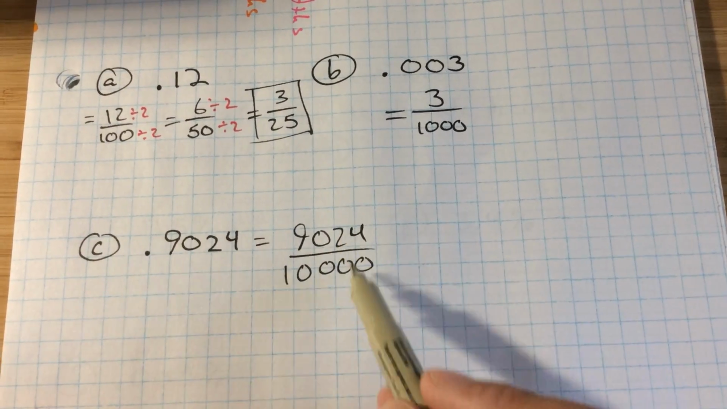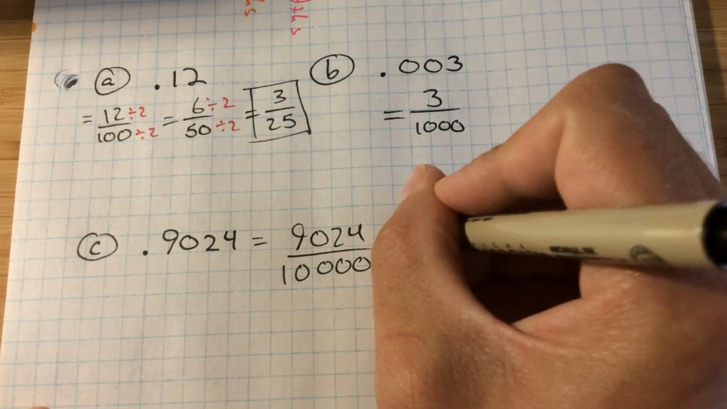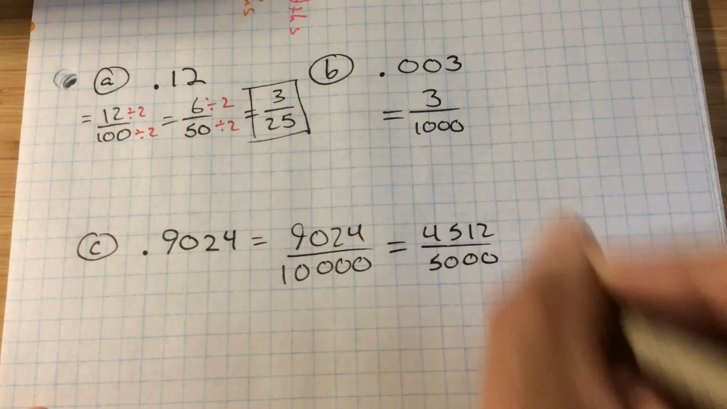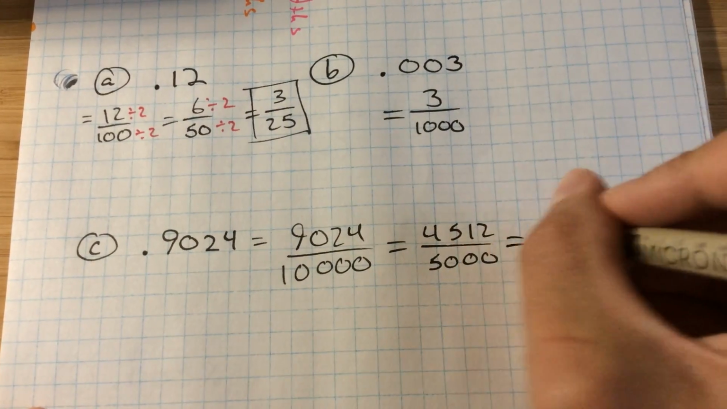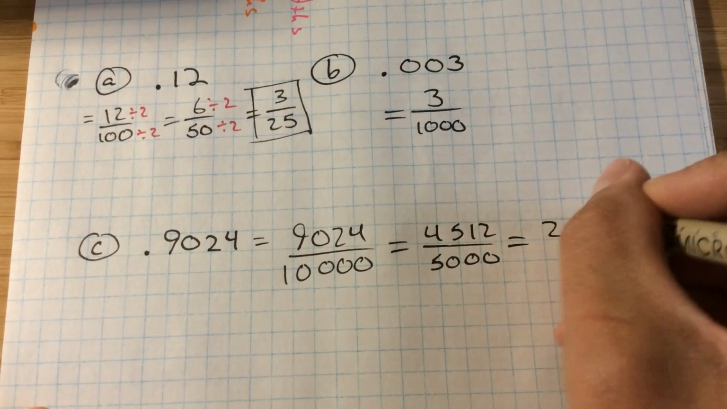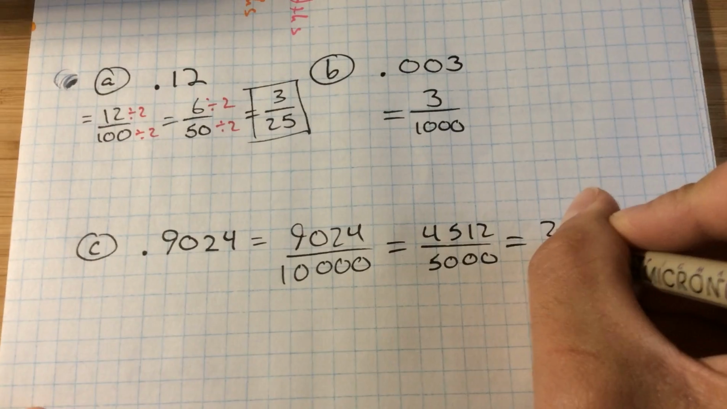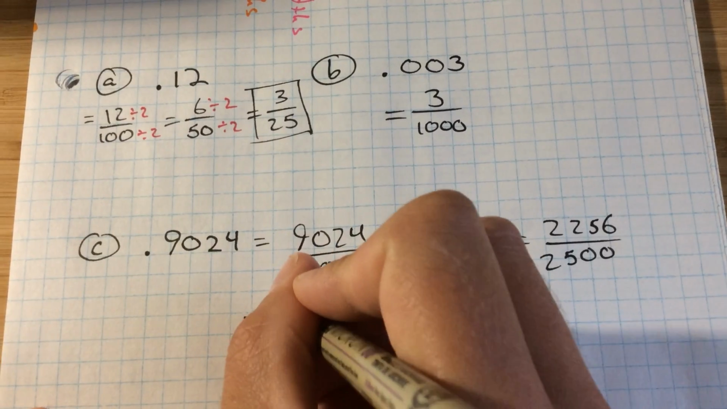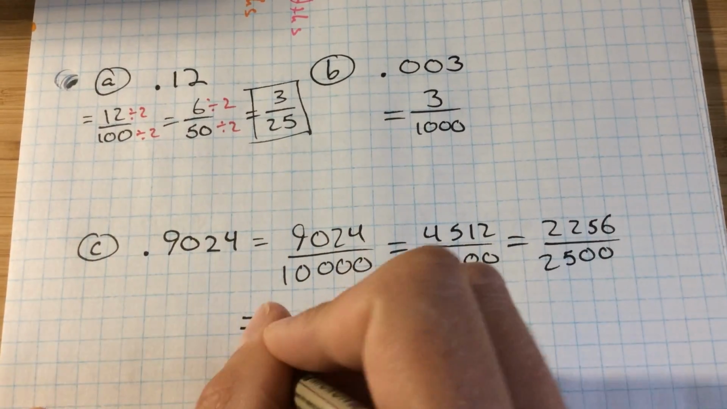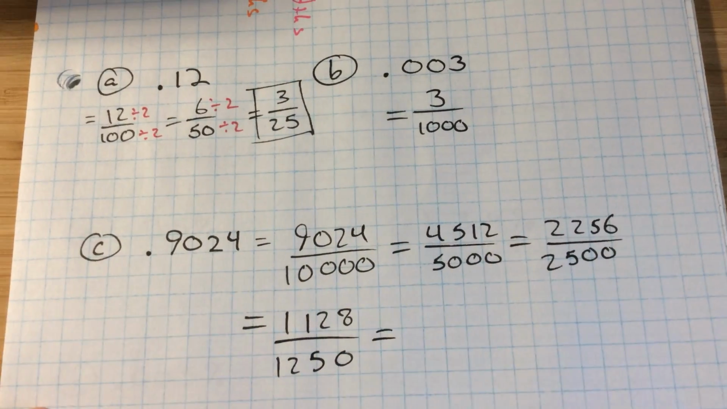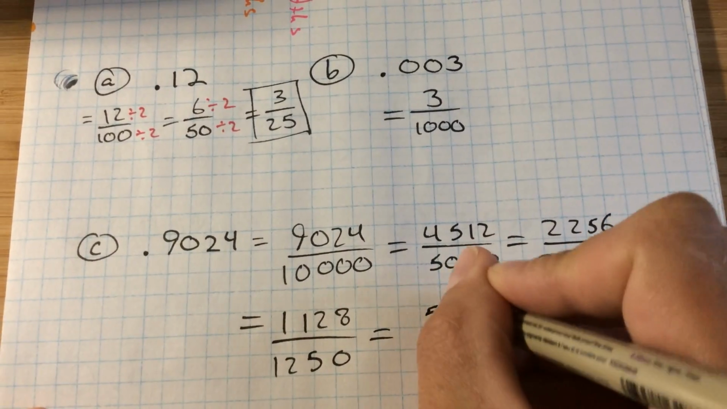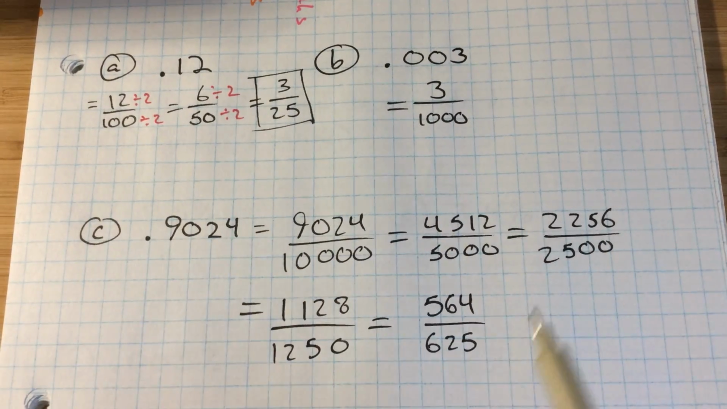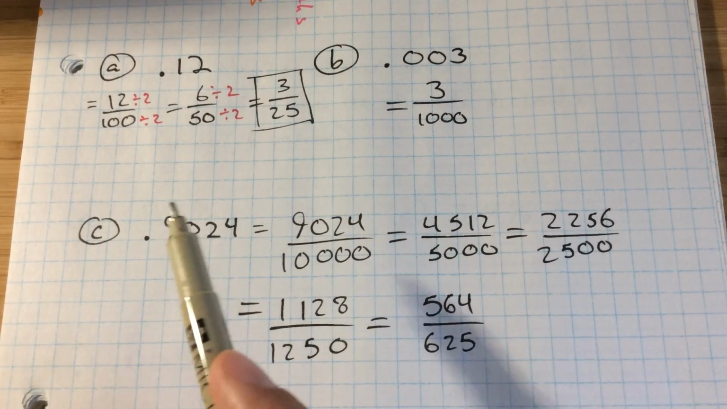I did this before. So if I divide top and bottom by 2, I would get 4,512 over 5,000. Divide them both by 2 again. That would give me 2,256 over 2,500. I can divide them again by 2 because they're still even numbers. And I would get 1,128 over 1,250. And one last time I can divide them both by 2. And I get 564 over 625. But what I want to remind you is all of these fractions that we found are all equivalent fractions to this decimal right there.